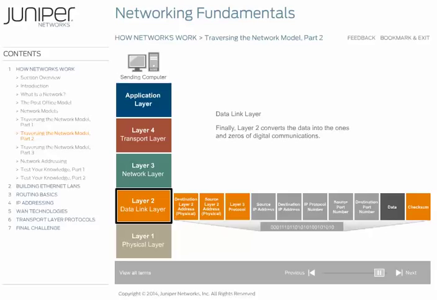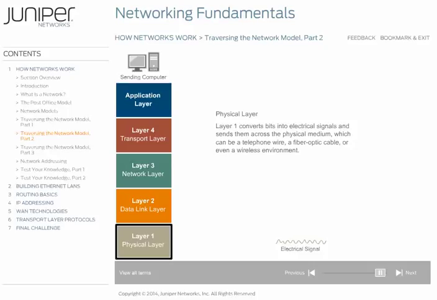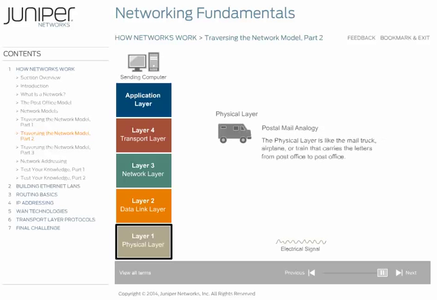Finally, Layer 2 converts the data into a format that the physical layer can understand, the ones and zeros of digital communications. The physical layer, or Layer 1, converts these bits into electrical signals and sends them across the physical medium, which can be a telephone wire, a fiber optic cable, or even a wireless environment. Physical layer specifications define characteristics such as cabling specifications, voltage levels, physical data rates, maximum transmission distances, and physical connectors. In our mail analogy, the physical layer is like the mail truck, airplane, or train that carries the letters from post office to post office.